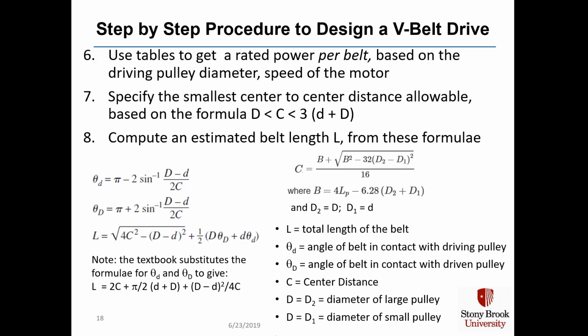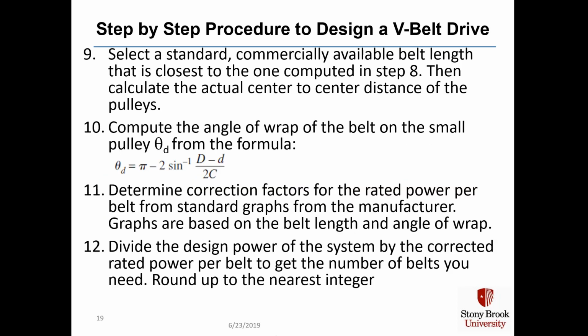And these formulas also tell you how to calculate the angles of belt in contact with the driving and driven pulley. In step 9, you select a standard commercially available belt length that's closest to the one computed in step 8. You then compute the angle of wrap of the belt on the small pulley, theta sub d, from this formula shown. Determine some correction factors for the rated power per belt from standard graphs, and divide the design power of the system by the corrected rated power per belt to get the number of belts you need.